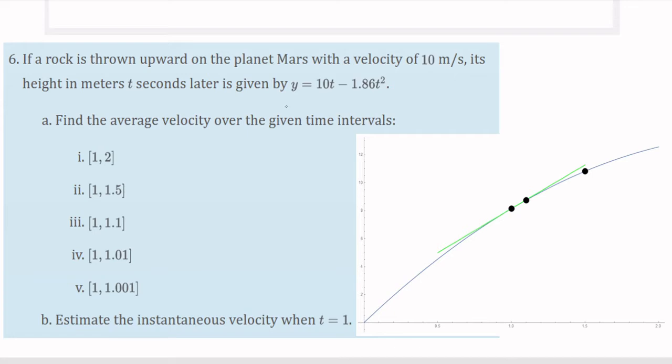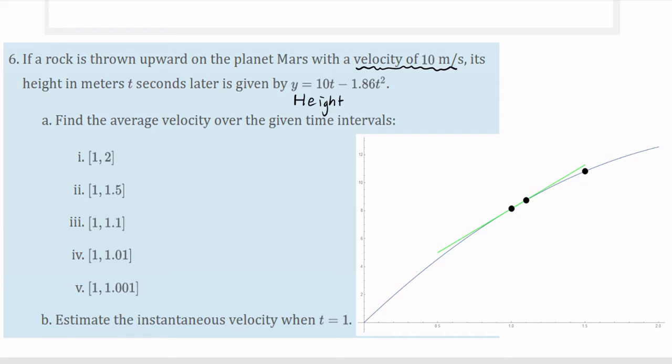So here we go, we're talking about change. And again, velocity, magnitude, and direction. So I threw it up in the air, okay? Something to think about that can pop up sometimes. Its height in meters, t seconds later, is given by this function. So this here is height. You give me a time, I'll tell you how high off the ground, the Martian ground, this is.